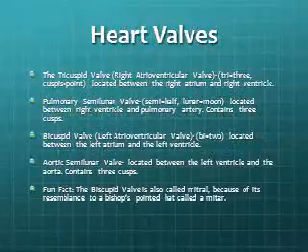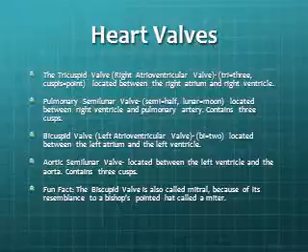Heart valves. The tricuspid valve is located between the right atrium and the right ventricle. The pulmonary semilunar valve is located between the right ventricle and the pulmonary artery. The bicuspid valve is located between the left atrium and the left ventricle. The aortic semilunar valve is located between the left ventricle and the aorta. Fun fact, the bicuspid valve is also called the mitral valve because of its resemblance to a bishop's pointed hat called the mitre.